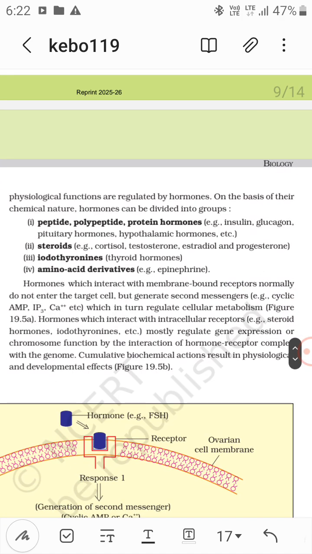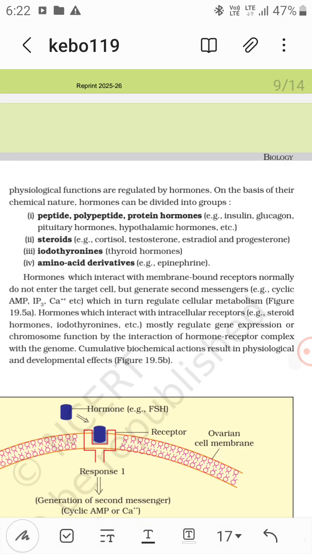Based on their chemical nature, hormones can be divided into peptide, polypeptide, and protein hormones, like insulin, glucagon, pituitary hormones, and hypothalamic hormones. Then steroid hormones like cortisol, testosterone, estrogen, and estradiol. Then iodothyronines, like thyroid hormones, and amino acid derivatives like epinephrine.